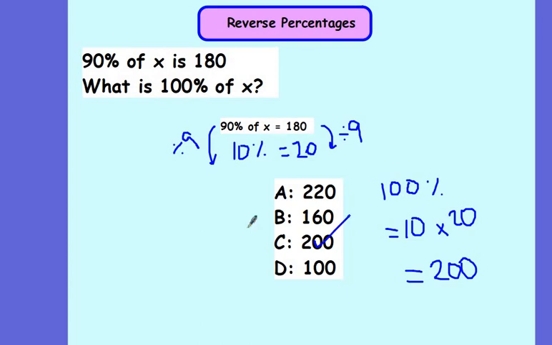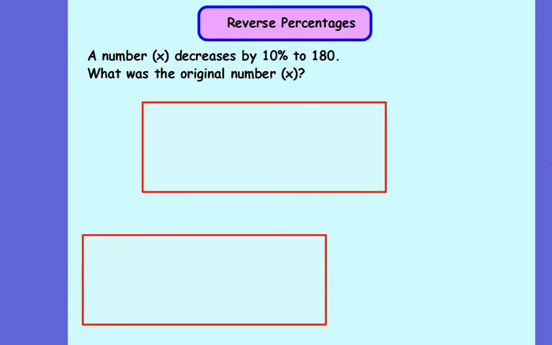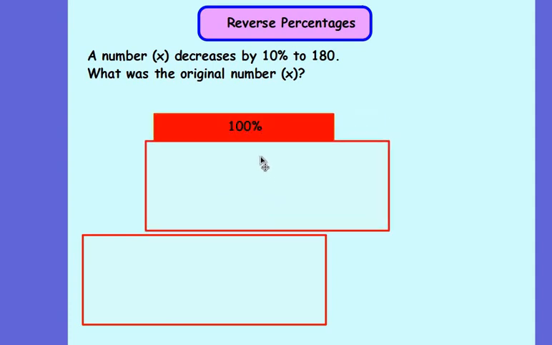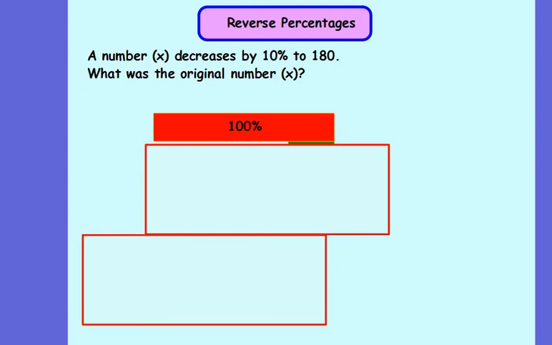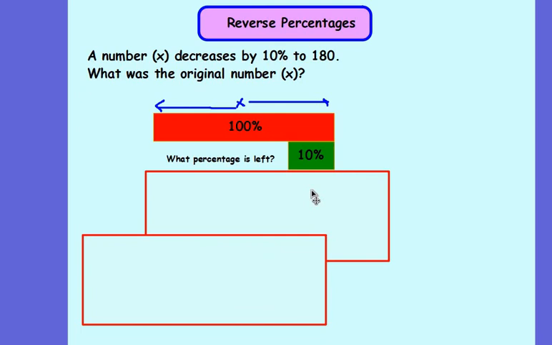C. And we're going to use that now. I've been told a number decreases by 10% to 180. What was the original number x? So we know the original number x, we want 100% of it. 100% of that original number x is what we're trying to work out. There it is. We know that if we take away 10% of that, what percentage is going to be left for me?